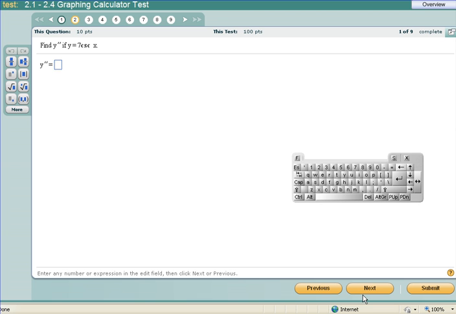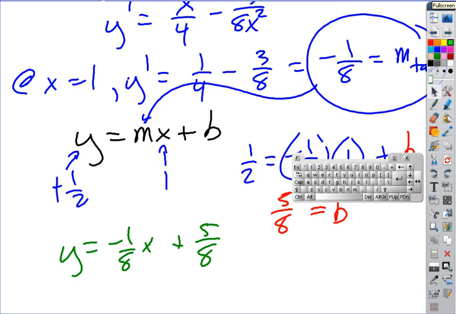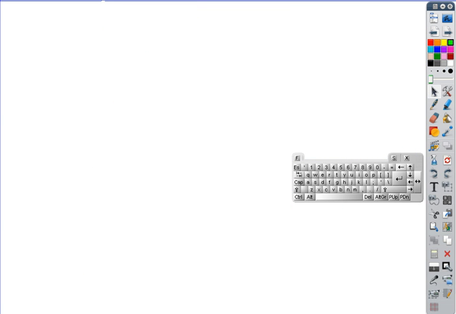Okay, what about this one? Find y prime if y equals 7 cosecant x. Okay, now I got something to say about these. It's my fault for not having made you do this, but I would like you to know the basic derivatives. You've got to know the 6 trig derivatives, and we don't have very many.